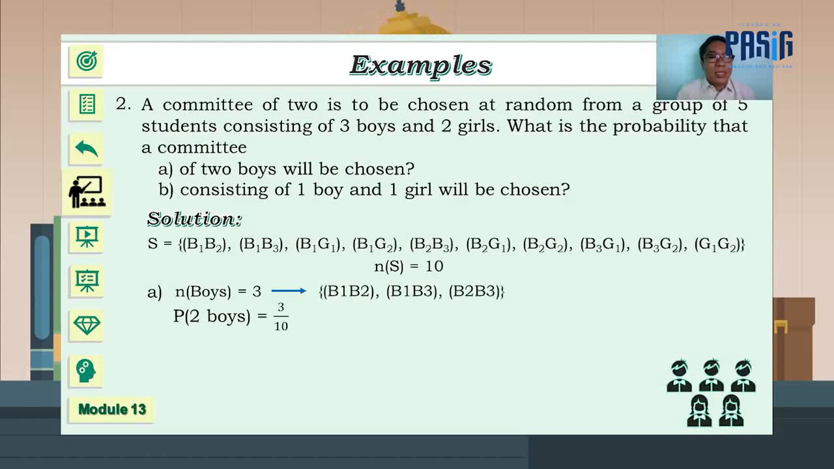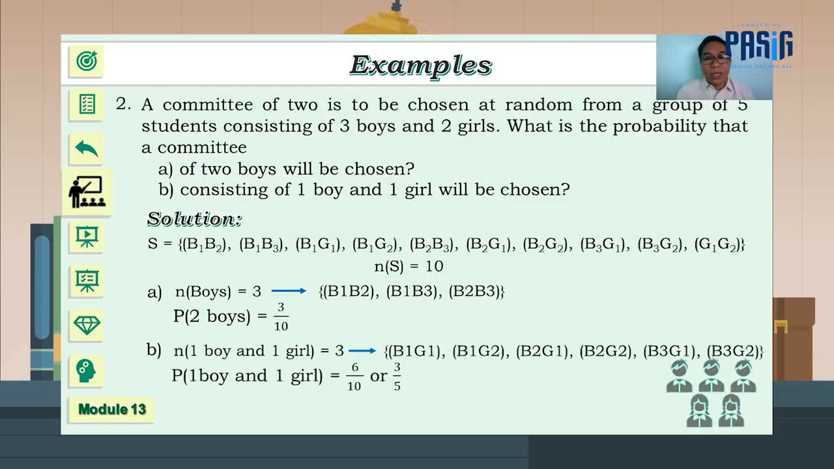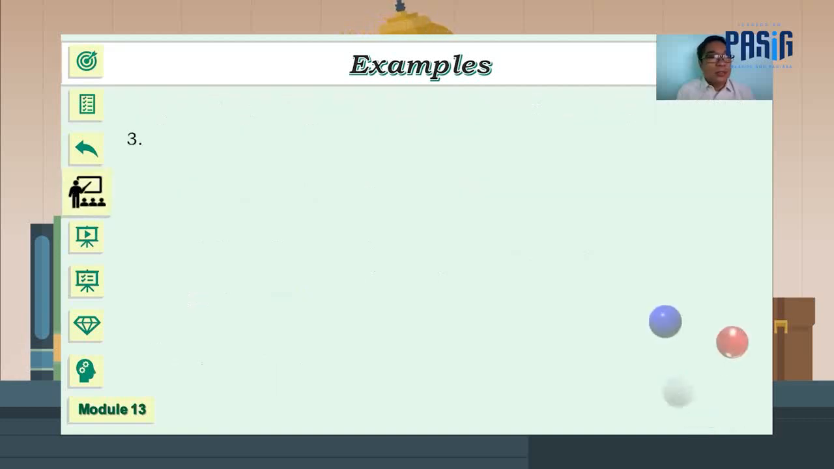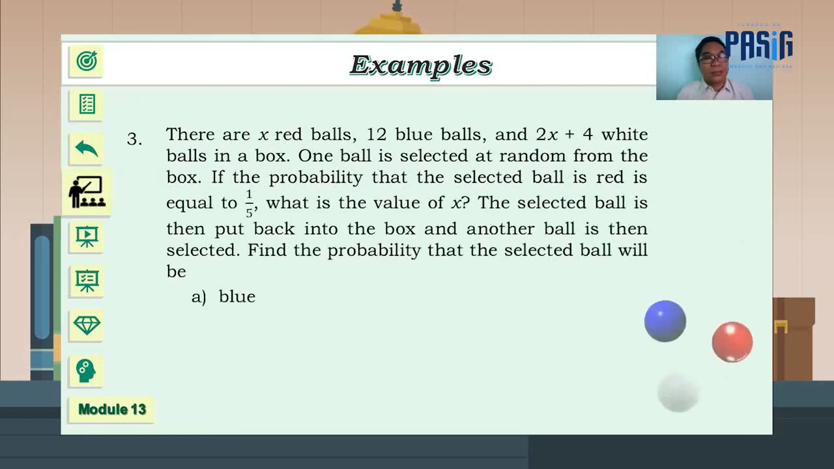Then B, consisting of one boy and one girl. So again, from the sample space, find out those elements containing a boy and a girl. 1, 2, 3, 4, 5, 6. We have 6 all over 10, and that is 3 over 5. Question, for example 2, none. So let's proceed to the last example.